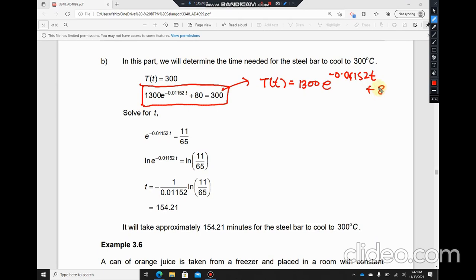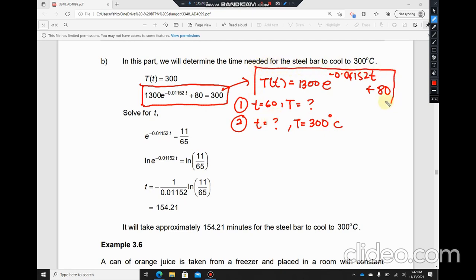0.01152t plus 8t. Okay, so yang first tadi bila t equals to 60, what is your temperature? Okay, so question 2, what is your time when temperature equals to 300 degrees? So dia sebenarnya macam ni, bila kita dah ada equation ni, kita kena cari nilai A dengan K, find A and K. Okay, bila awak dah dapat nilai A dengan K, so dia tak ada problem.